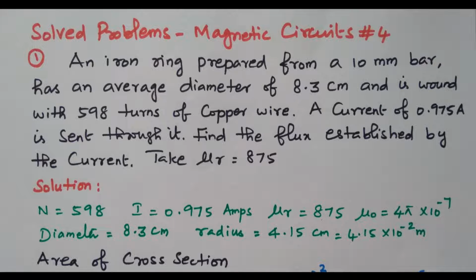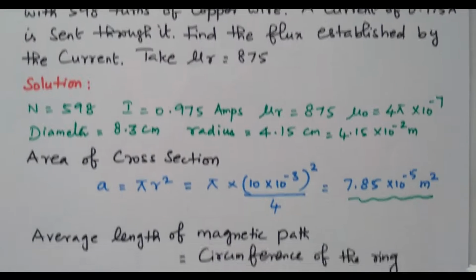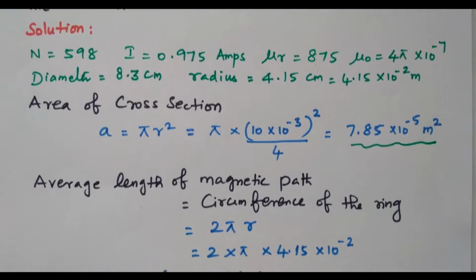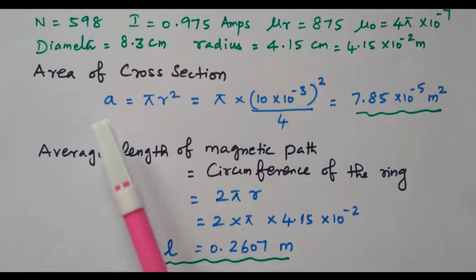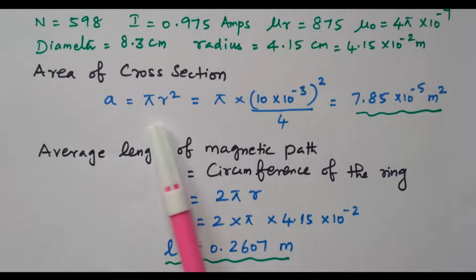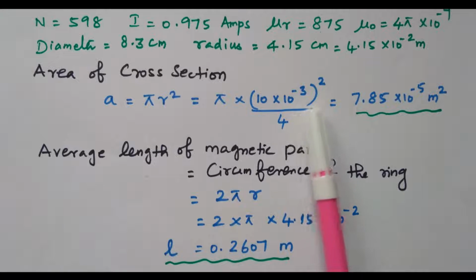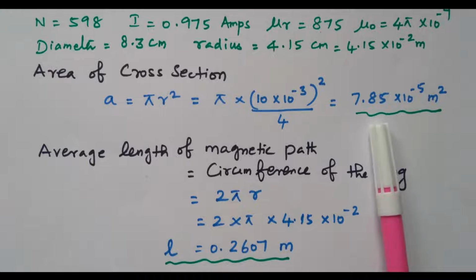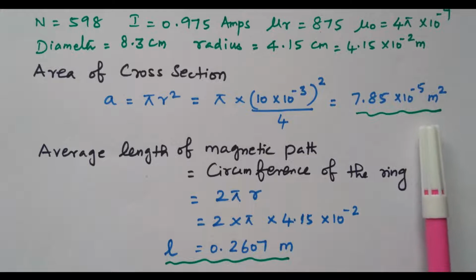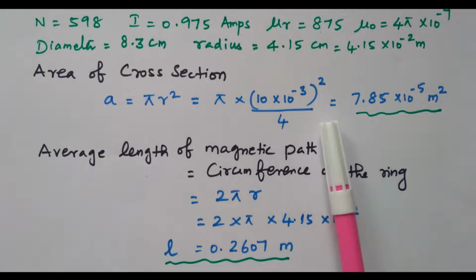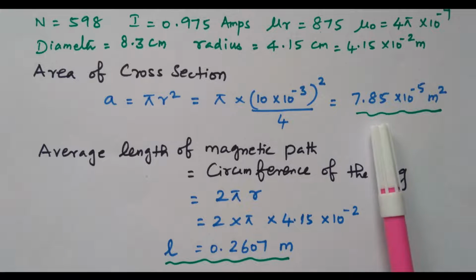So our aim is to find the flux established in the iron. First we will find the area of cross section. The radius of the bar is given, so area equals pi r square, which is pi into (10 into 10 to the power minus 3) square divided by 4, that is equal to 7.85 into 10 to the power minus 5 meter square.